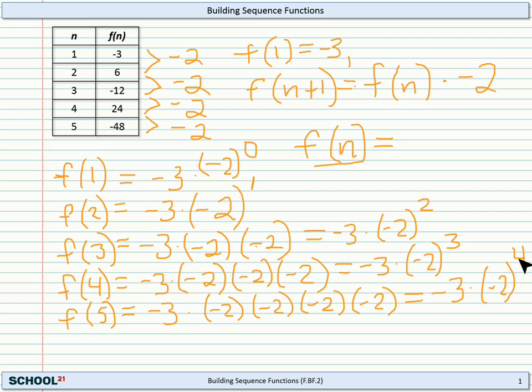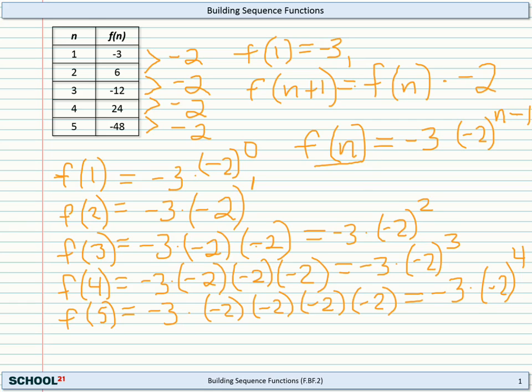Look at this number here, 4, and this number here, 5. Then this number 3 and 4. Can you see how this is the number n, and this needs to be the number n minus 1 in each case here? Even clear over here, where n is 1, well, 0 is 1 minus 1. So now we can see the pattern, and we can write our regular function. F of n equals negative 3 times negative 2 to the n minus 1. And that's how we can write a regular function for a geometric sequence.